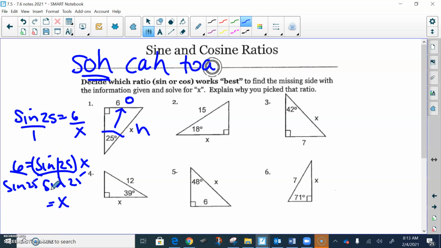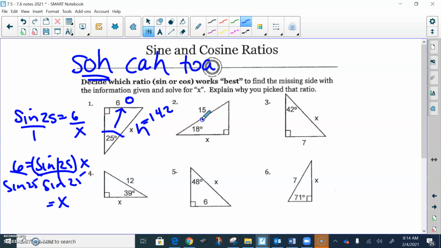And I'm going to punch this in my calculator. 6 divided by sine of 25. And it tells me the side length is about 14.2, and that seems like a reasonable answer. I knew it was going to be more than 6.